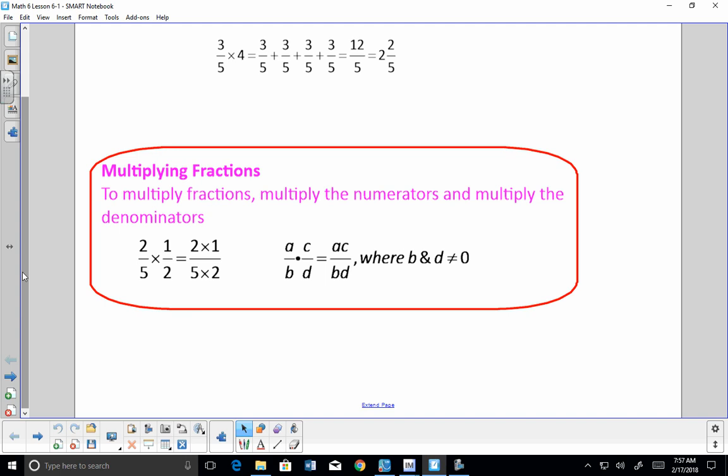Algebraically, A over B times C over D equals A times C over B times D, where B and D cannot equal 0 because division by 0 is undefined.